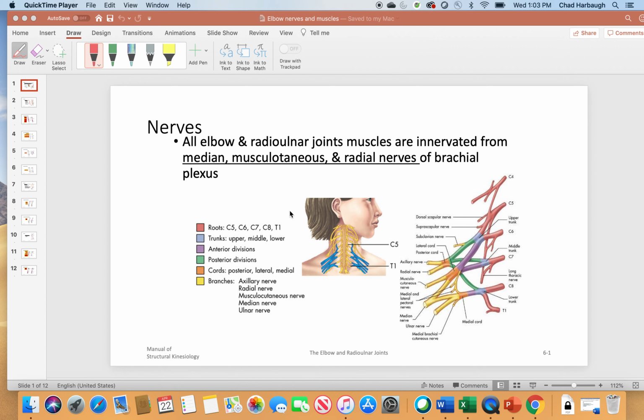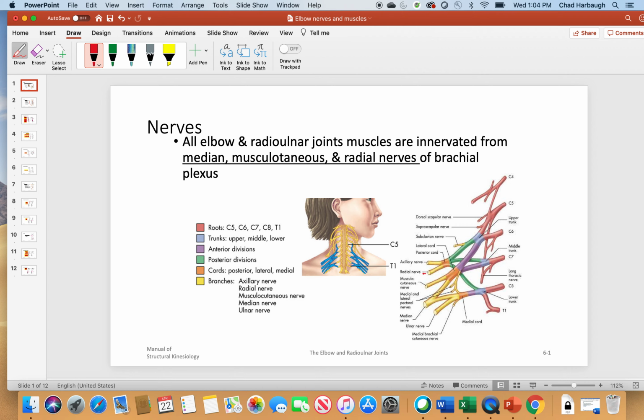Today's lecture will be with the brachial plexus and the three nerves, the median nerve, the radial nerve, and the musculocutaneous nerve, and their association with the muscles they innervate for the elbow joint. The first one we're going to look at is going to be the radial nerve.